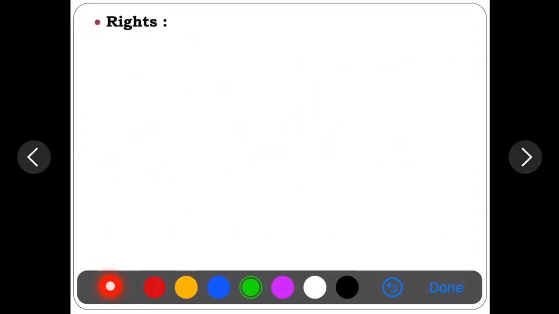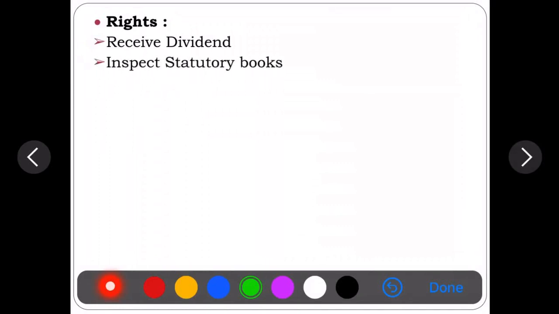Coming to the next set of features, rights. A person who invests in the company by purchasing shares, what rights is he entitled to? First right, he gets the right to receive dividend. Second right, he has the right to inspect the statutory books of the company. He has the right to attend all the shareholders' meetings, and the most important right, he has the right to vote in such meetings and show his presence.